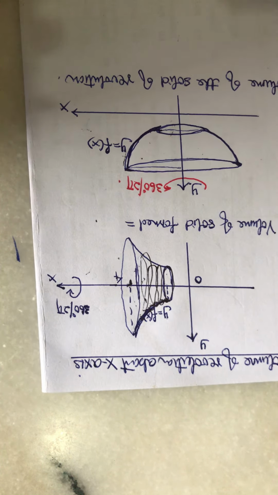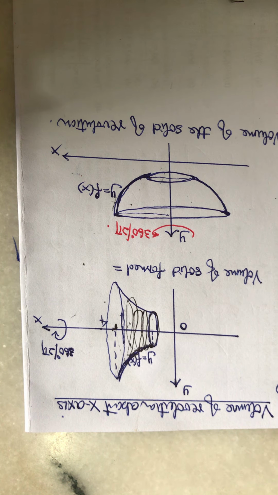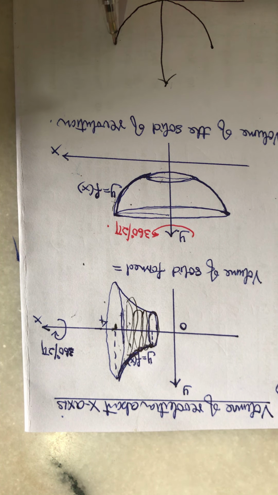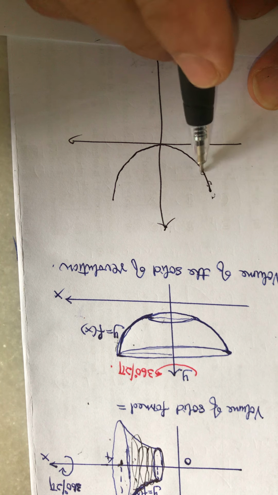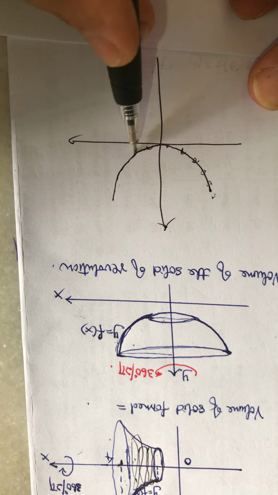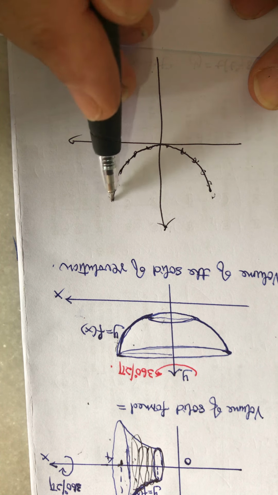Here I'll add something. Let's say I have a curve like this. You see, all these are electrons. They make up all the points here.